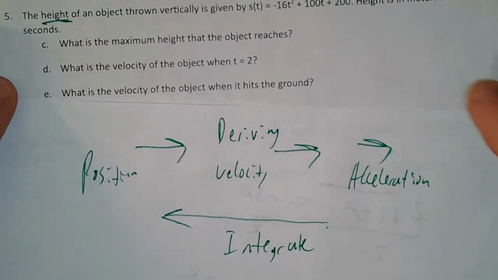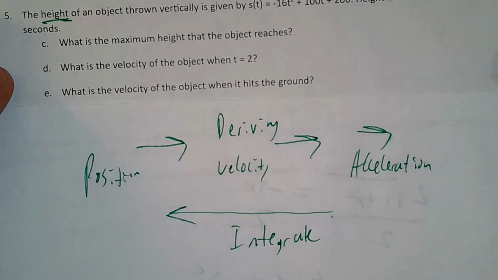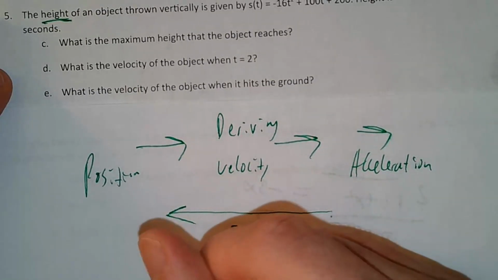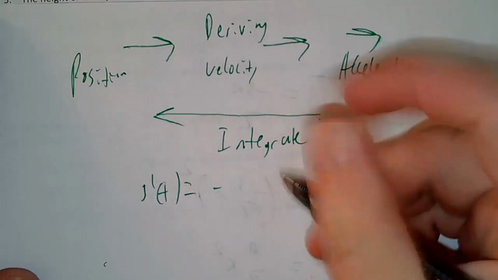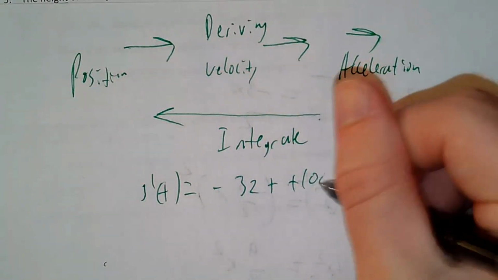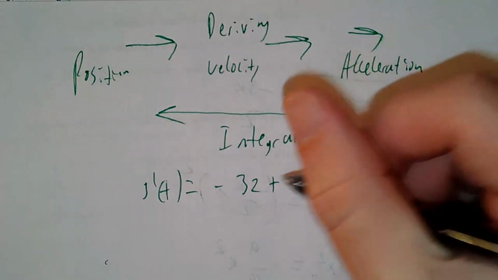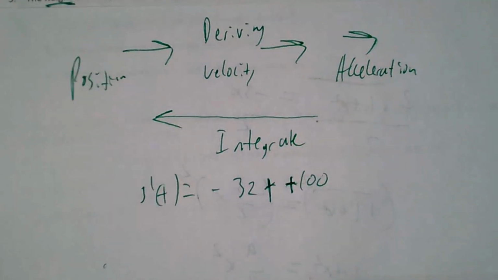What's the maximum height? Well, this is exactly the same as all the other problems. We have to find the derivative first. Let's do that. So the derivative is negative 32t plus 100. The t's and the pluses, man, they are horrible, aren't they? Okay.